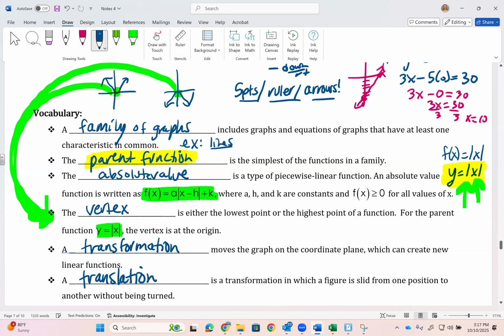that is going to be one that slides our graph up or down or left or right. It slides it without flipping it over. And so we are going to start with the parent function here, and we're going to do some transformations to it. So what transformations can we do? We're going to just basically shift them around, shift them up or down or left or right. And what is that called? That's called the translation.